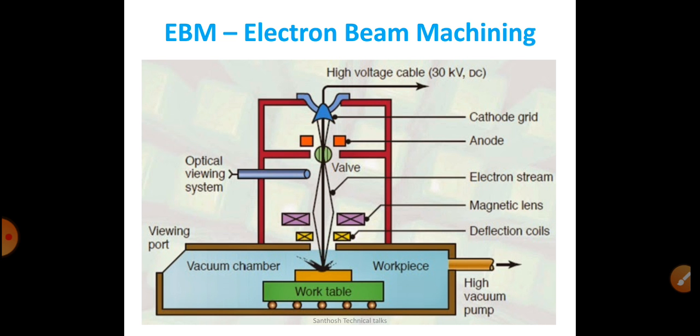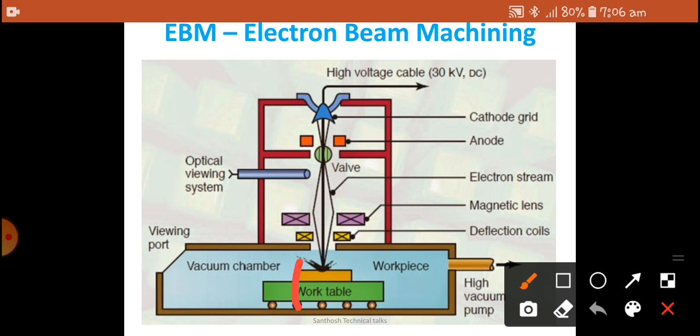Next, electron beam machining. A high velocity electron beam is concentrated on the work material. The work has to be processed in a vacuum chamber. In vacuum, the high velocity electrons are concentrated on a single point. For this purpose, a magnetic lens is used. The magnetic lens is used for concentrating the high velocity electrons on the workpiece. So here melting and vaporization happen.